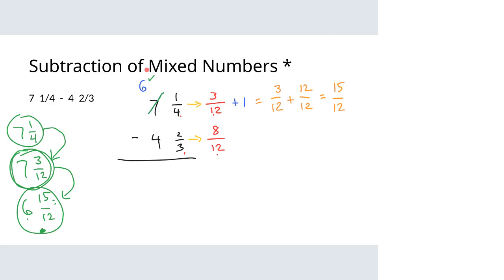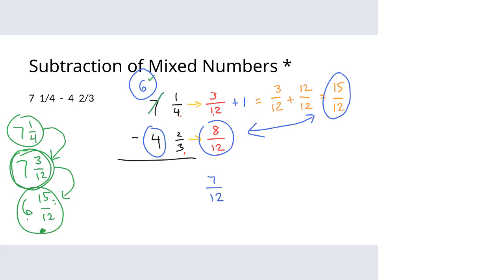So now what I'm looking at is 6 and 15/12 in the numerator and 4 and 8/12 in the denominator. Now I'm going to do my subtraction. I'm going to start over here with the fraction part and do 15 twelfths minus 8 twelfths. That's going to leave me with 7 twelfths. Then in the whole number part, 6 minus 4 is just 2. And I end up with 2 and 7 twelfths.